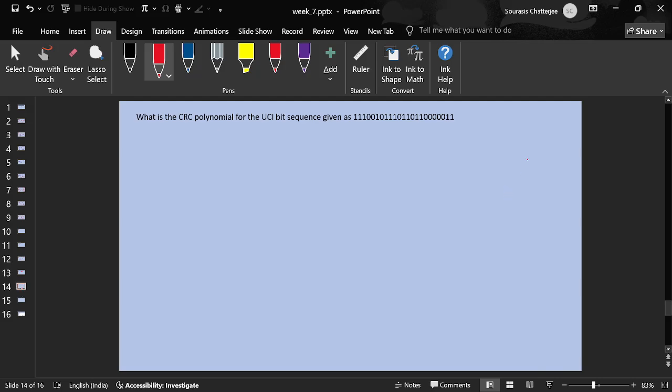First of all, let us see what the sequence length is here. If I pick the 5 here, this is 5, this is 10, this is 15, this is 20, and this is 3, that is 23. So the sequence length is 23. Does it have any relation with the CRC polynomial that I am supposed to use? Does the bit sequence length have any influence on that?